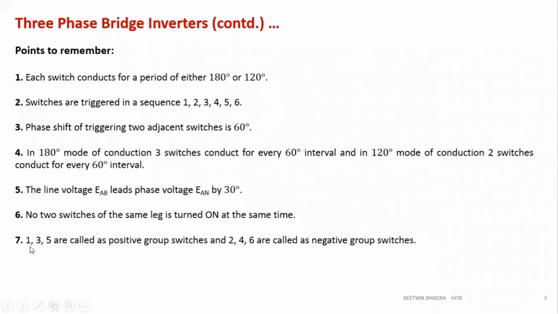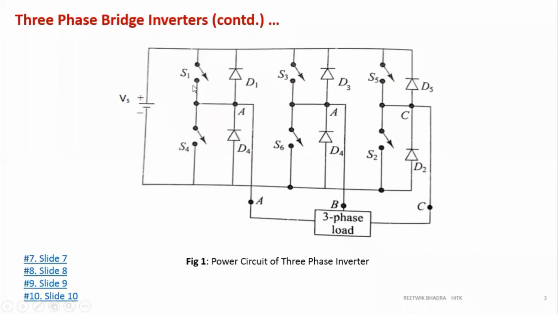And lastly, after the 7-point explanation, I'll explain point number 3. 1, 3, 5 are called the positive group switches. 2, 4, 6 are called the negative group switches. So 1, 3, 5 are connected to the positive of the source. So that's why positive switches, positive group switches. So odd numbers are positive group switches. 2, 4, 6 are the negative group switches, since they are connected to the negative of the source.